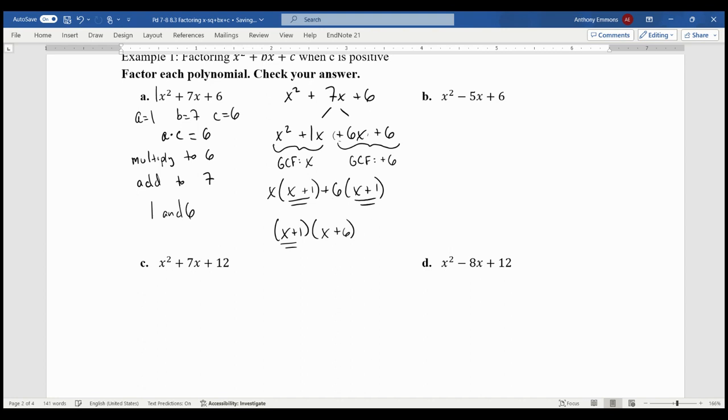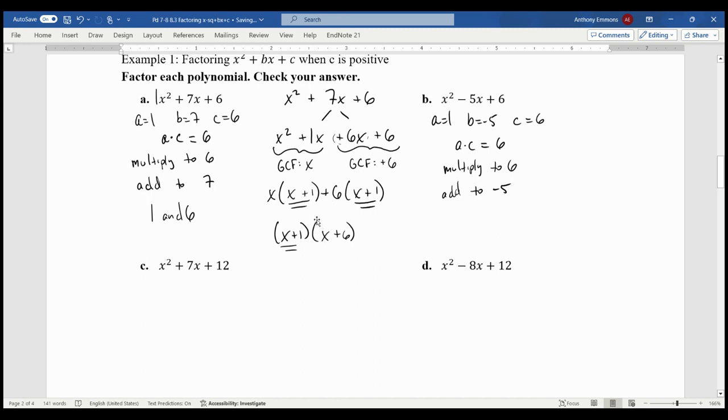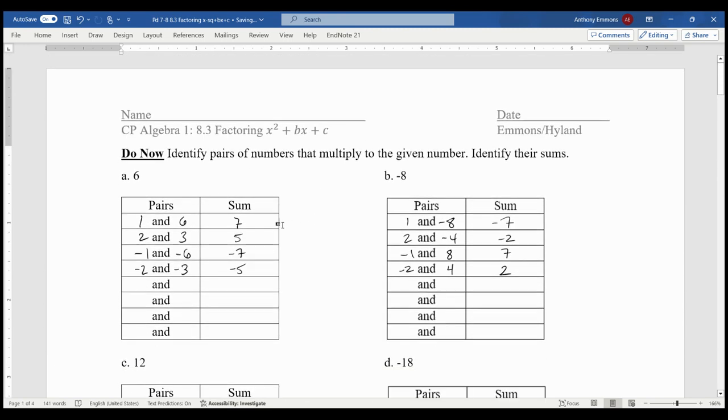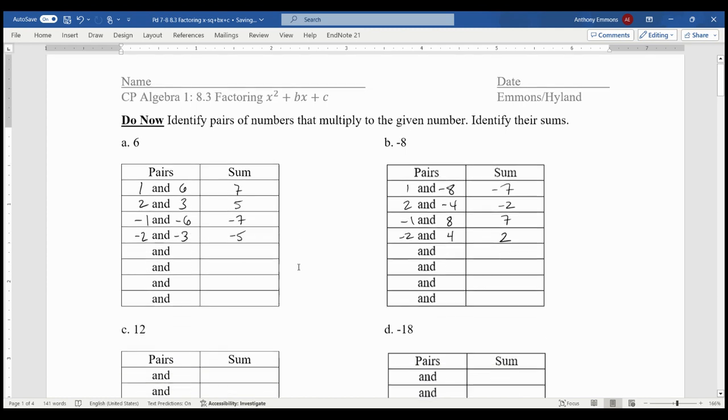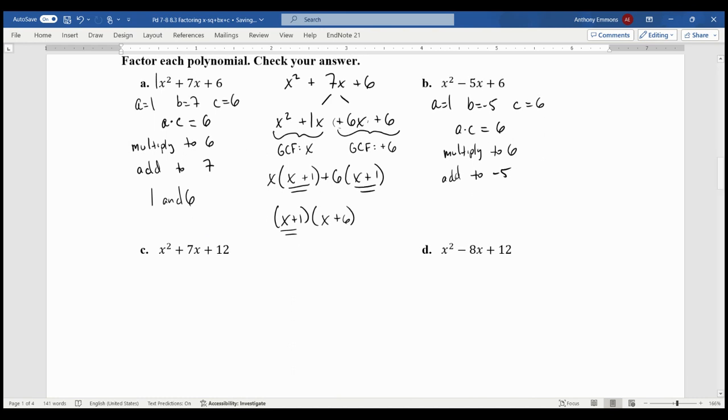All right. Part B, we'll take a look at, once again, a equals 1, b equals -5, c equals 6. We're going to do a times c. It's still 6. But now we are looking to find two numbers that multiply to 6, but this time they need to add to -5. If we go back to our table, multiply to 6, but add to -5, it's -2 and -3 that we're going to use this time.